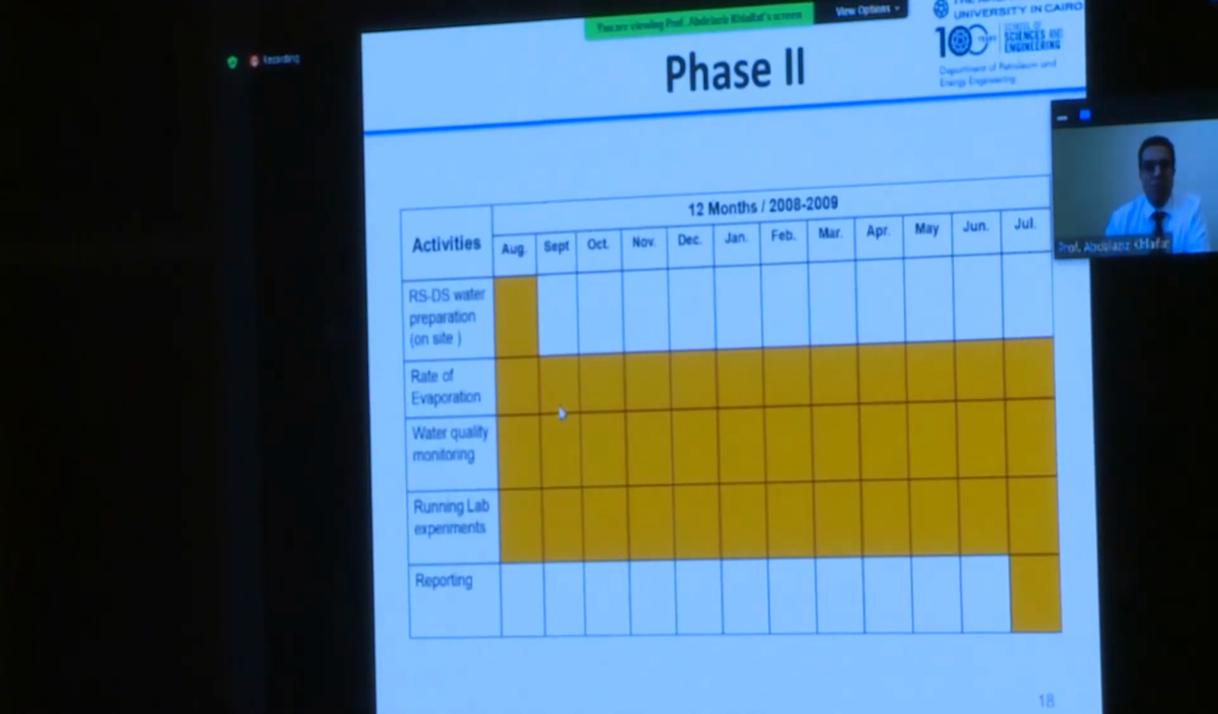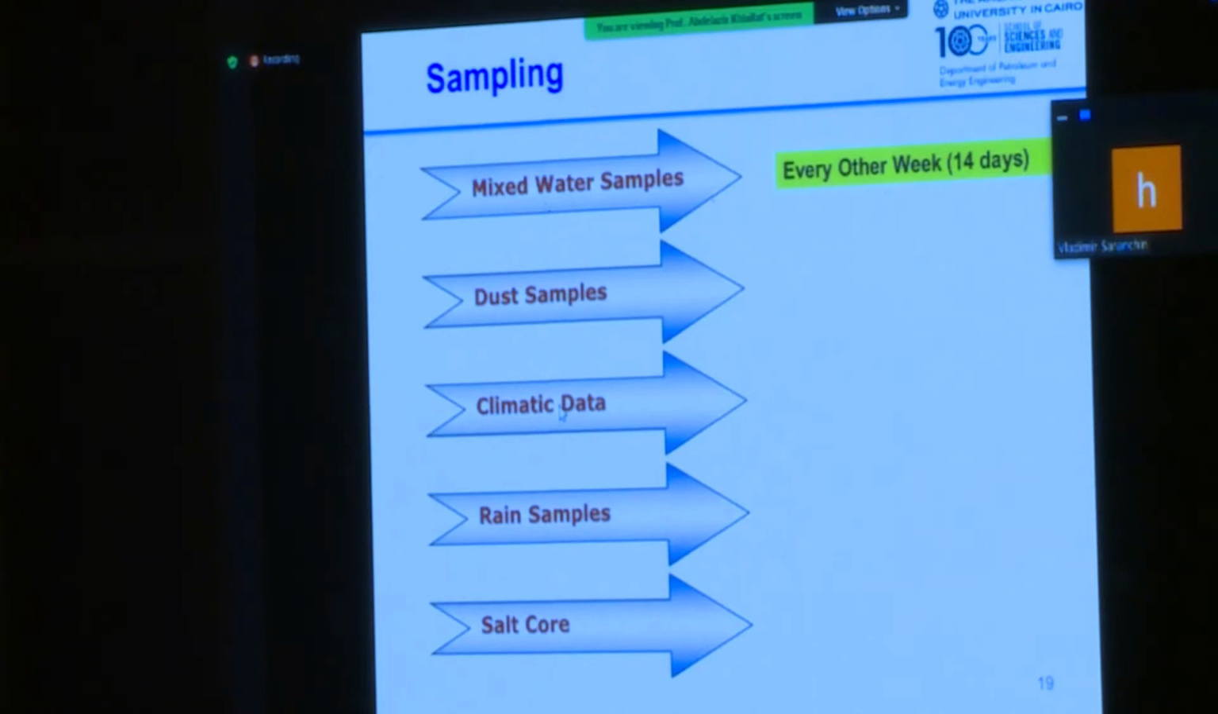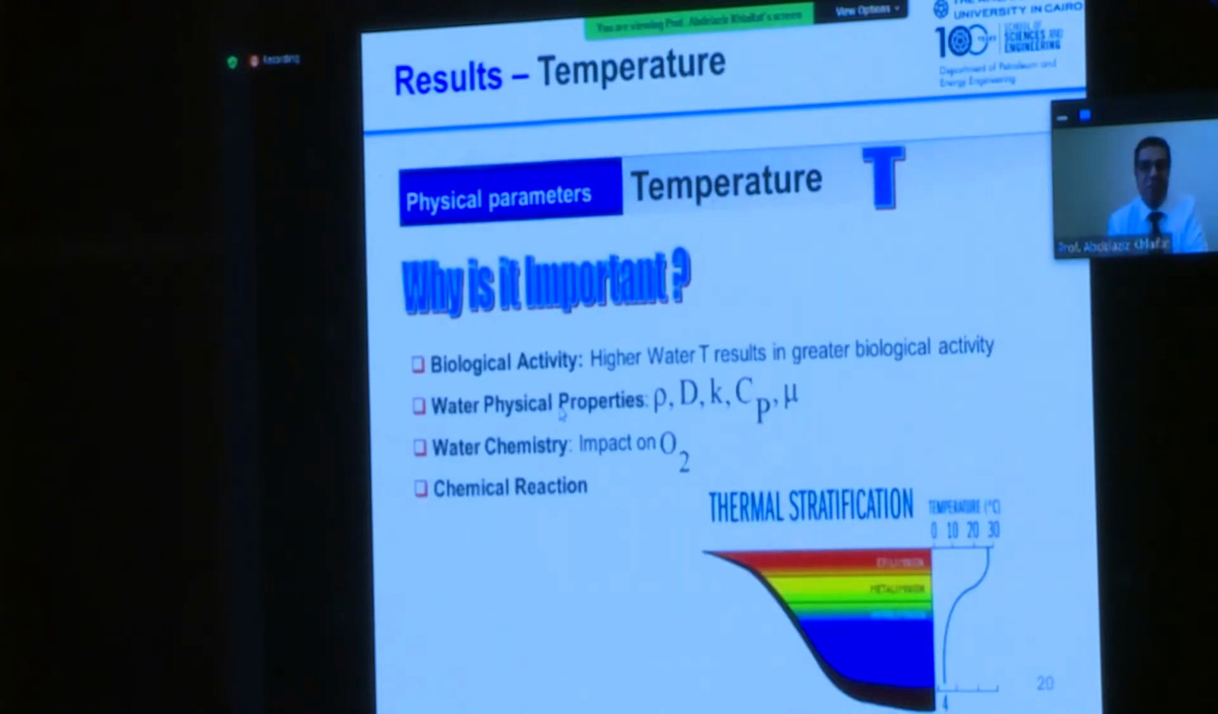The project lasted for 12 months and involved bi-weekly sampling, and the samples were collected at the top of each tank, in the middle, and at the bottom. So 3 samples were collected from each tank. Dust samples were collected twice, climate data from the Arab Potash Company station, and rain samples whenever we had rain, but unfortunately we did not have rain at that time. And a salt core was collected at the end for gypsum and for actual analysis.